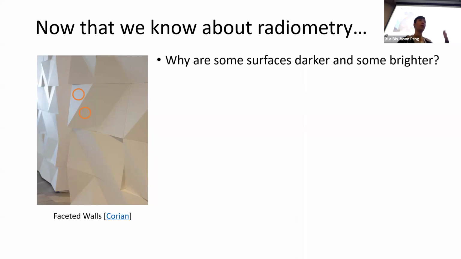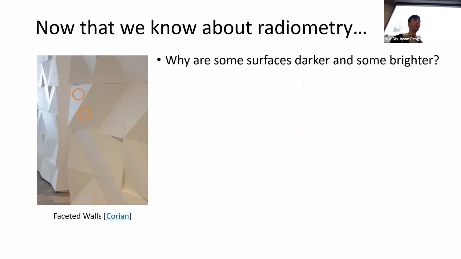In this image here, we have this wall that contains a bunch of different facets that face different directions. And intuitively, when we look at an image like this, we can more or less understand that every point on this wall probably has the same underlying color. But when we see the wall, we see that different patches on this wall have different brightness depending on their orientation.